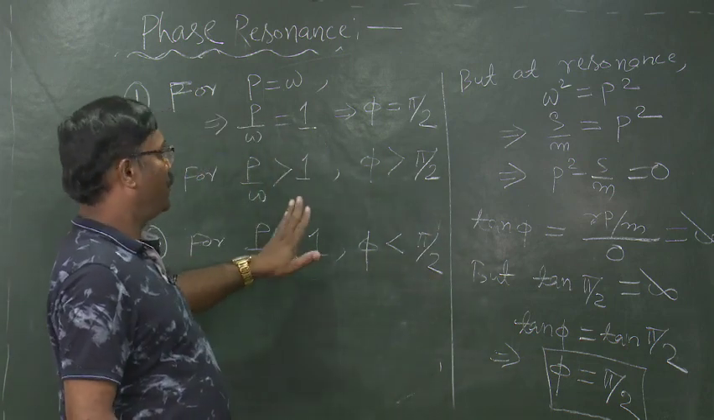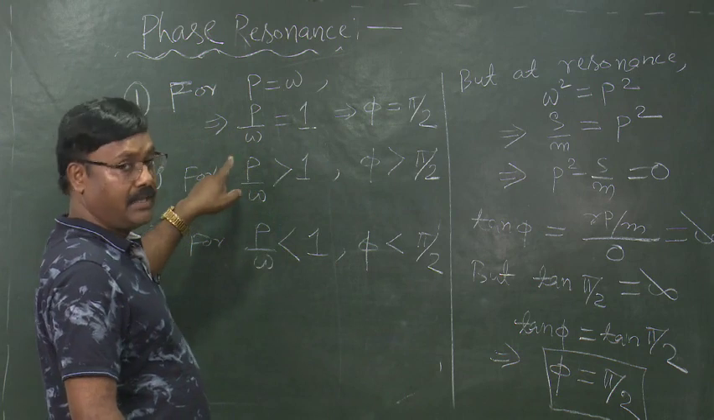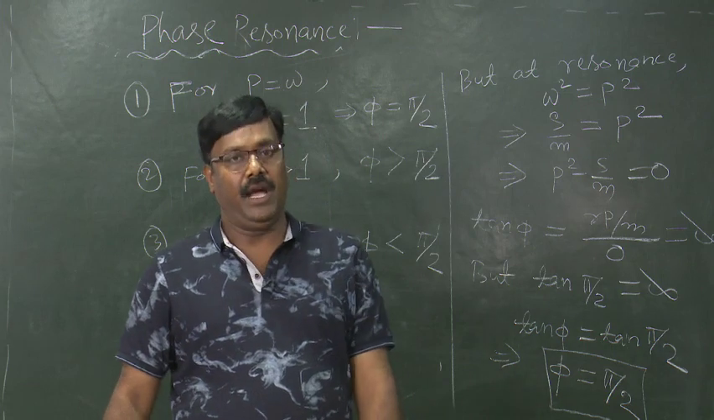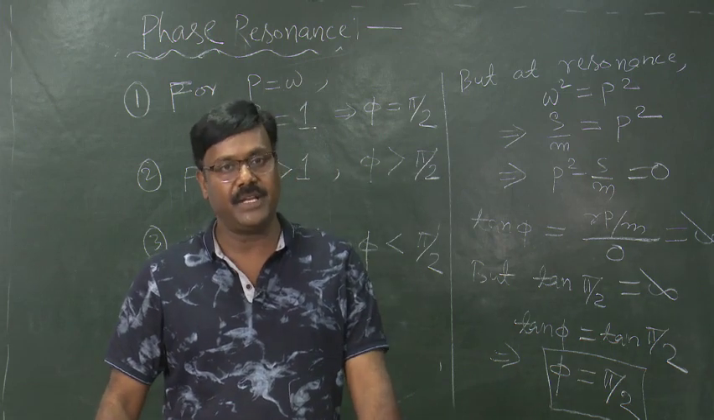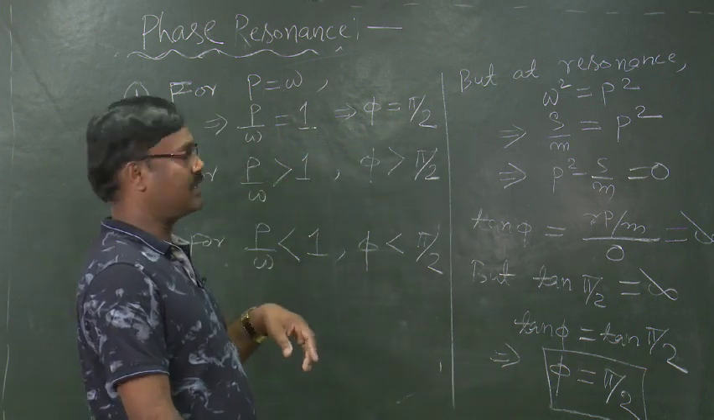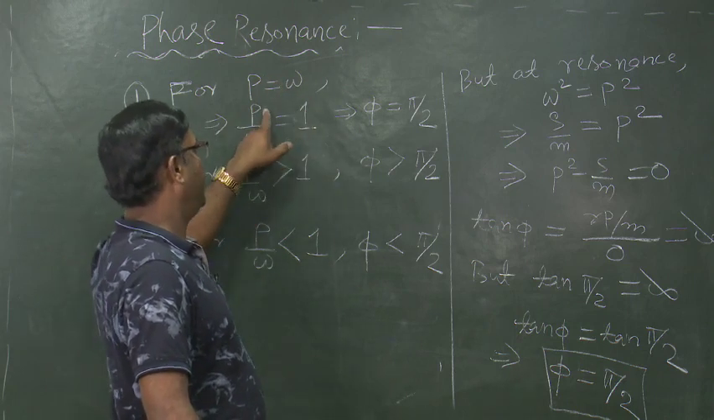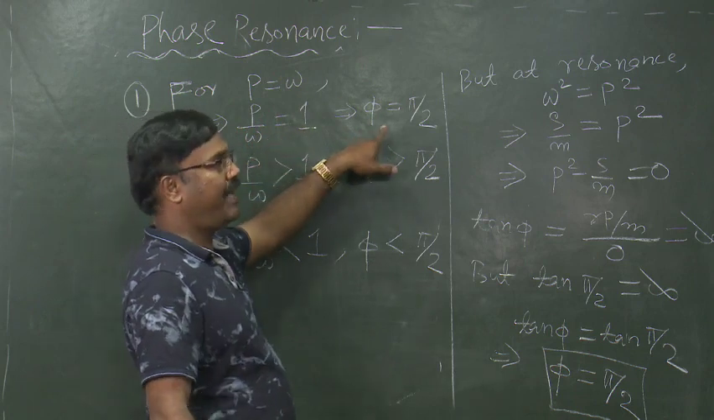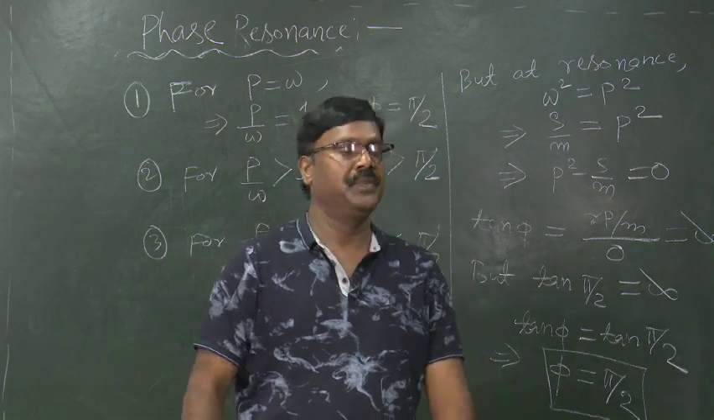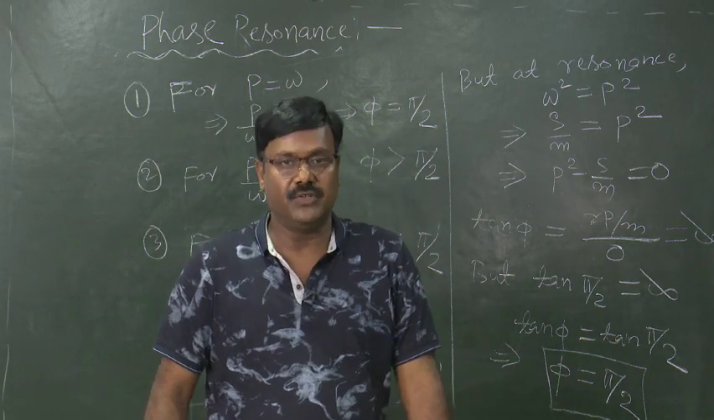These are the probable cases of the phase with the relative variations of the angular frequency of the applied force and the angular frequency of the vibrating body, but resonance occurs only when p is equal to omega, and at this stage p by omega becomes 1 and the phase becomes pi by 2. That means, when the phase becomes pi by 2, resonance occurs, and this is known as phase resonance.